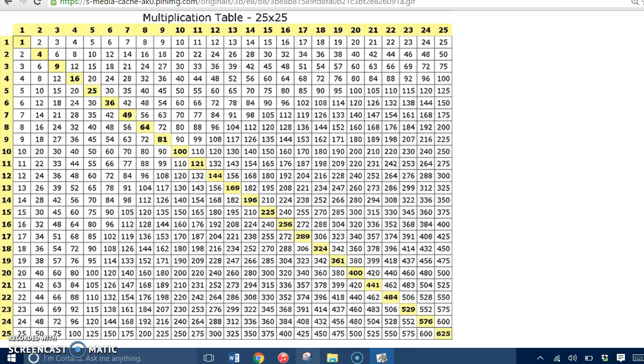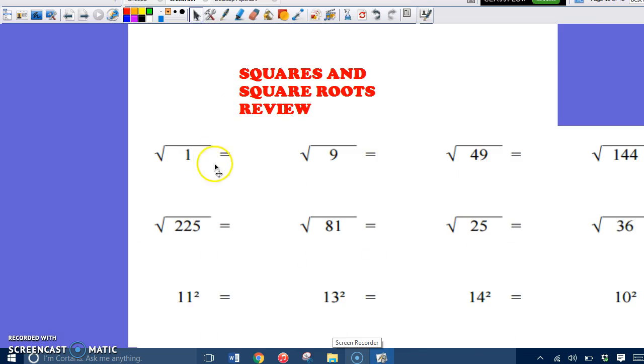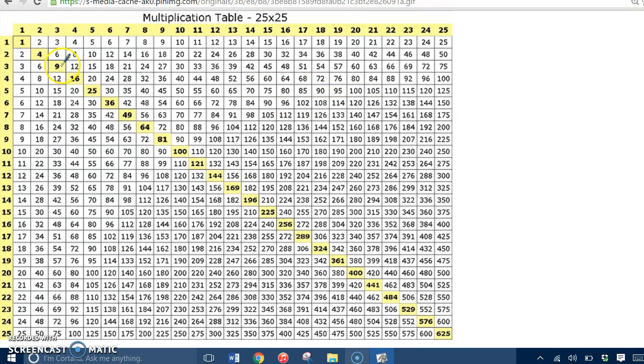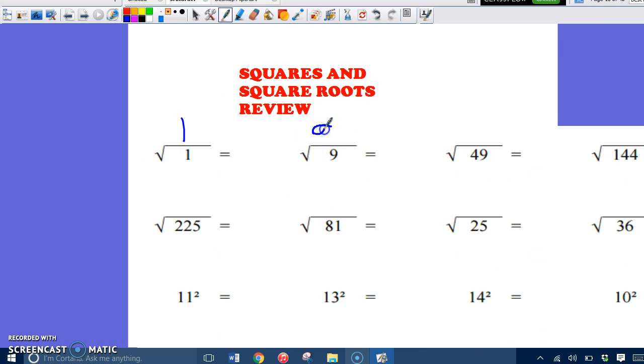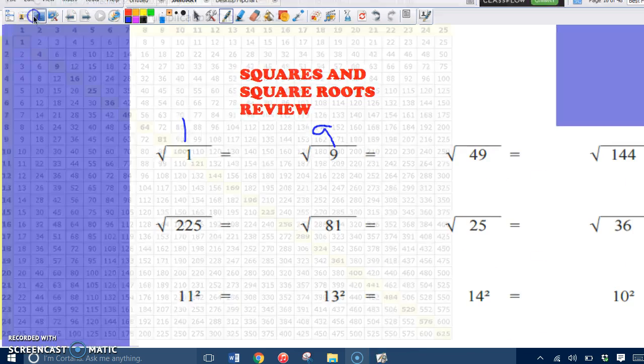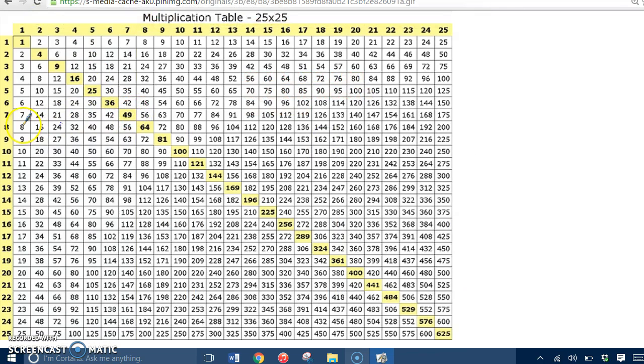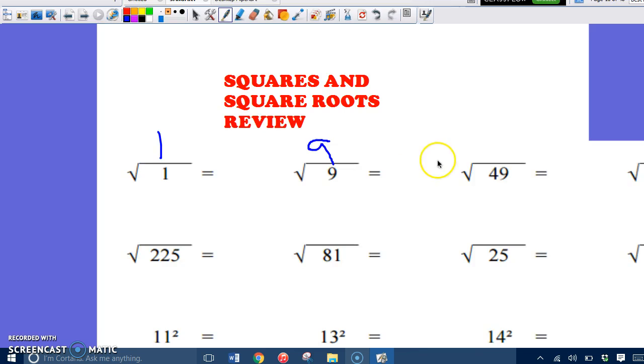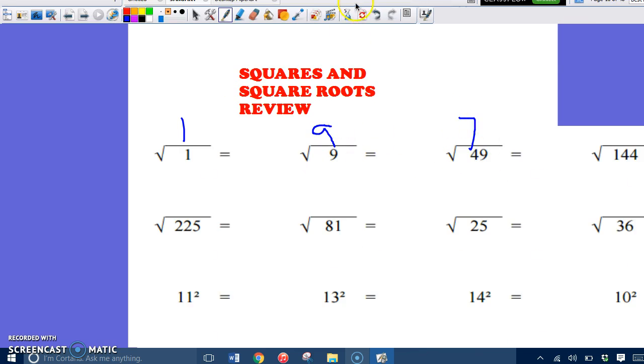So this part of your review and your midterm should go very easily. So this one is going to be 1. Again, take a look at the chart. You're looking for 9. What is the square root of 9? You can see that it's 3. 3 times 3 is 9, right? Looking at 49. Not sure. What times what is 49? 7. 7 times 7 is 49, and so on.